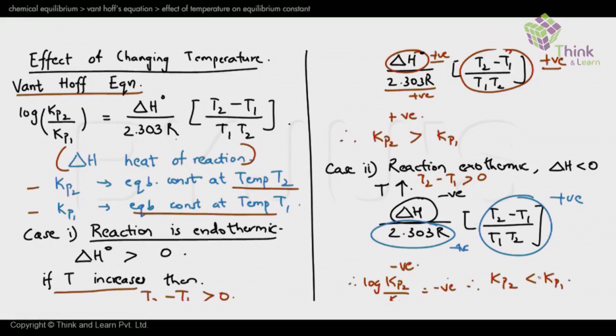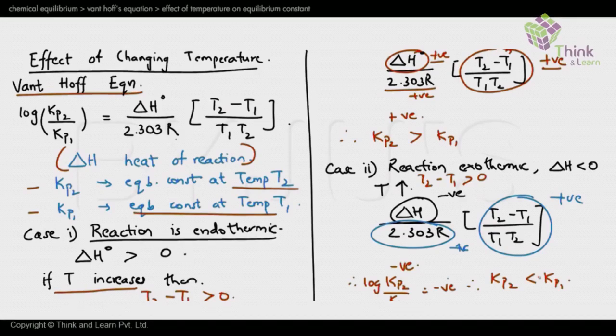The Van 't Hoff equation states that log of Kp2 by Kp1 is equal to delta H0 divided by 2.303 R into T2 minus T1 divided by T1 T2. In this case, delta H is the heat of reaction. Kp2 is the equilibrium constant at temperature T2 and Kp1 is the equilibrium constant at temperature T1. Great. So now let us study the implications of the Van 't Hoff equation.